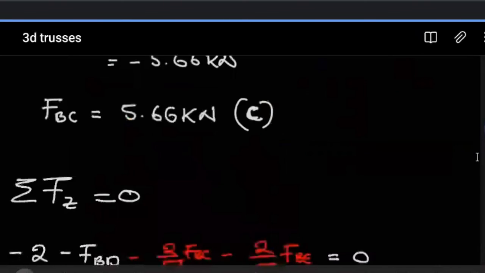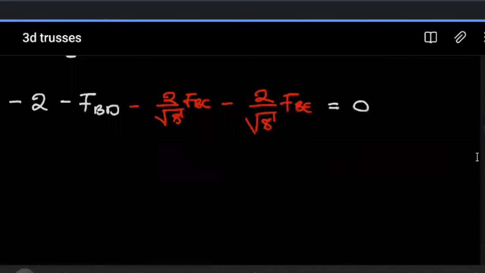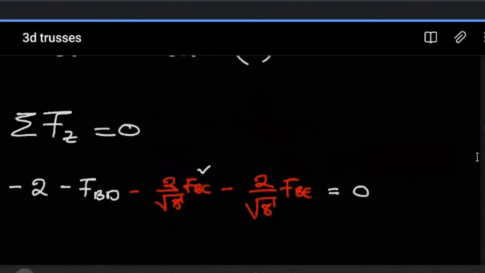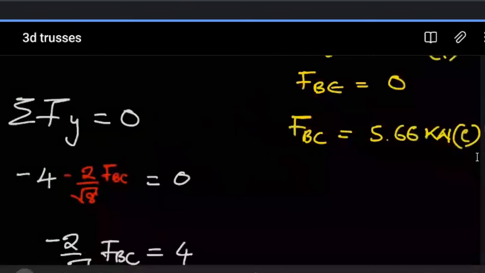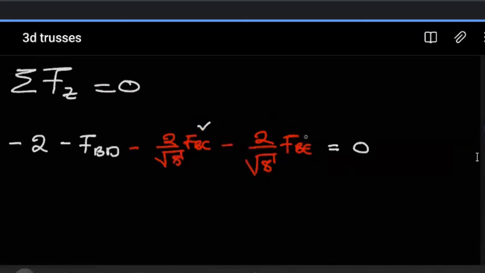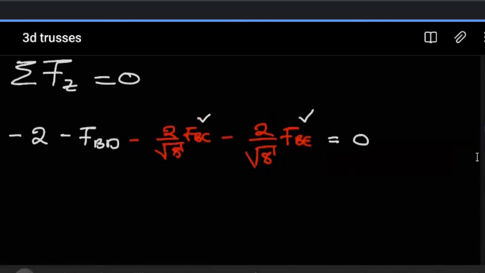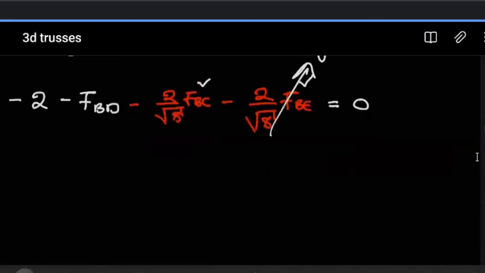FBC, we know what FBC is, so we know what this one is. What else do we know? FBE. FBE is 0. So you see that this has become 0 because FBE is 0. So our expression becomes minus 2 minus FBD minus 2 over root 8. Where we have FBC, we put that 5.66.